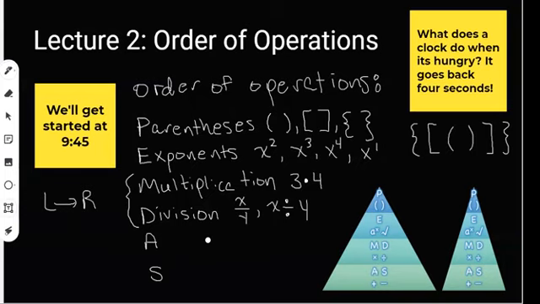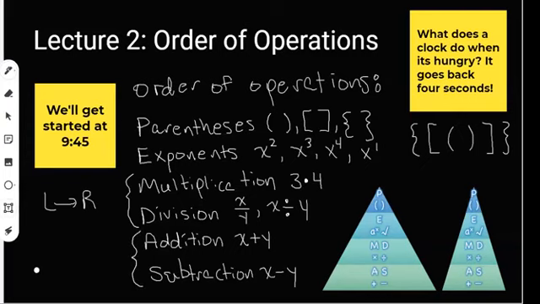Okay, let's talk about the last two letters, A and S. That stands for addition and subtraction. So you would have something like x plus y or y plus x, same thing. And then S stands for subtraction. So you would see x minus y or y minus x. These two operations are also opposites of each other, and they are done from left to right.